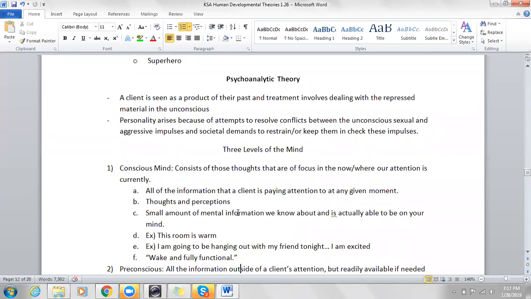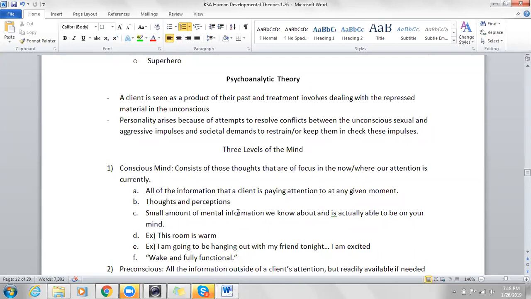So then we have the three levels of the mind: the conscious mind, the pre-conscious mind, and the unconscious mind. So the conscious mind consists of thoughts that are focused in the here and now, and our attention is currently on those. So for example, you may be listening to my voice, you may be feeling how your room is either hot, cold, or medium. You may have a blanket on and think, wow, this blanket's fuzzy, or you may have a shirt that is soft or rough, or many different things.